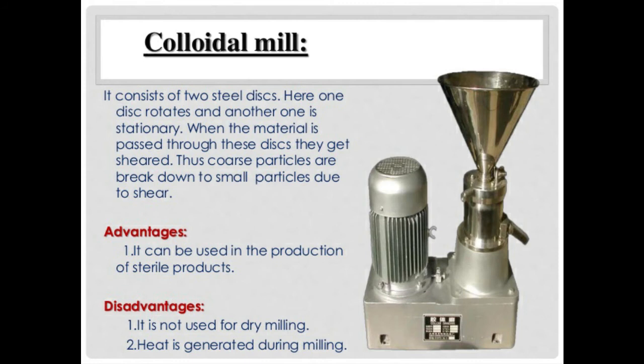Next equipment is colloidal mill. It consists of two steel discs. Here one disc rotates and another one is stationary. When the material is passed through the discs, it gets sheared. Thus, coarse particles are broken down to small particles due to the shear. Advantages are it can be used in production of sterile products, and disadvantages are it is not used for dry milling and heat is generated during milling.